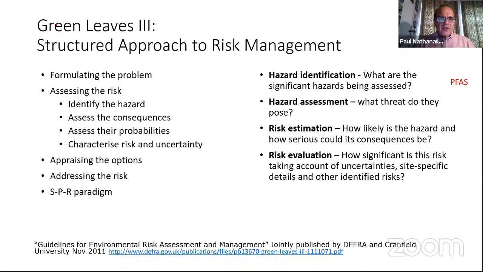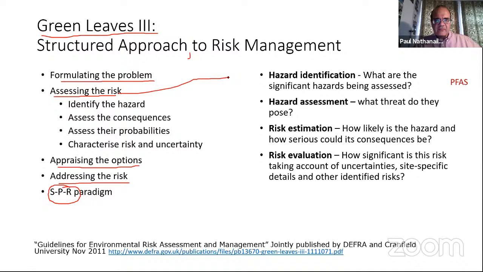CARACAS published some of the early thinking of risk-based approaches to contaminated land. Greenleaves 3 is the UK Department of the Environment guidance on environmental risk assessment. And the process, hopefully, is one that's quite familiar to you. What's the problem? Well, that's the legal context. Assess the risk, consider what you're going to do about it, do it, and make sure that you're managing the risk, not the presence of a molecule.